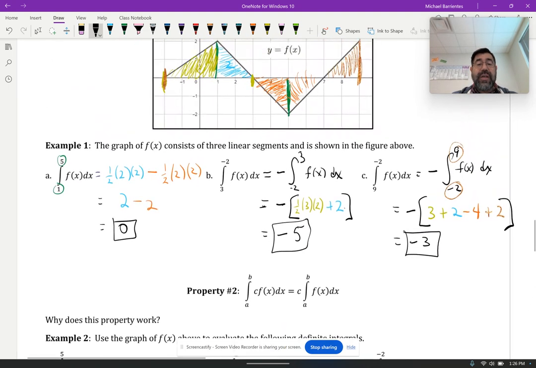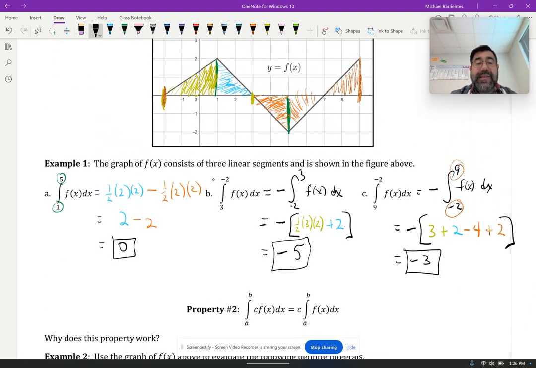Why does it work? Well, because when we multiply by a constant, remember graphically it stretches everything. So that means everything's going to be 3 times as far away from the x-axis as it was originally.